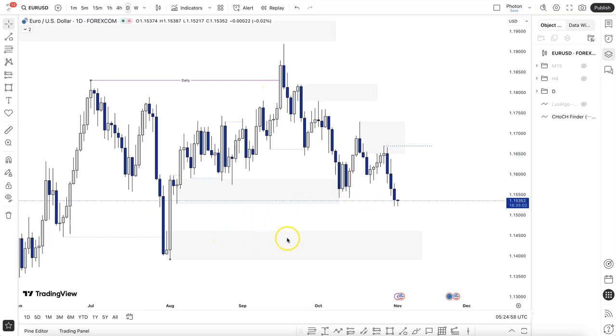We probably will go down to this zone because we don't have anything kind of preventing this slide right now. So I expect the price to come down to this. That's as far as the daily is concerned.